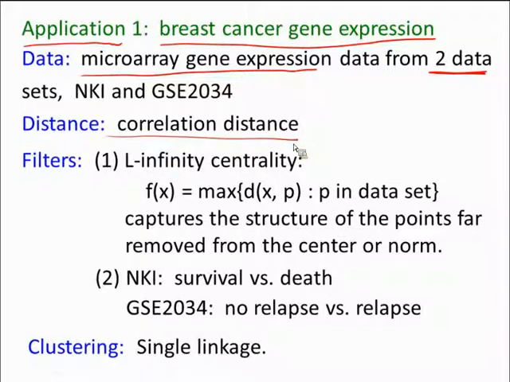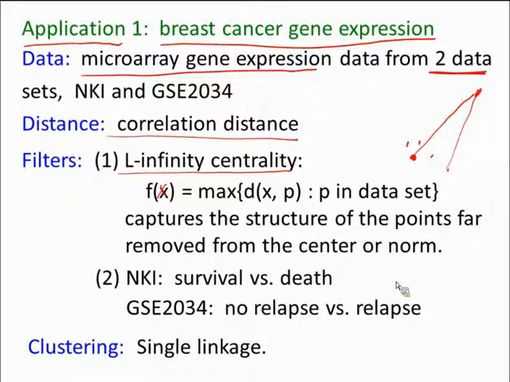Again, we're going to use Pearson correlation as our distance. Our filters will be this L infinity centrality, which is, given a point in your data, you'll take a look at the maximum distance. So if I have a lot of data here, I will take the maximum distance. So for this X right here, the maximum distance would be that. So it captures the structure of points that are far removed from the central or norm. And cancer is kind of, your tumor cells are kind of far away from the norm in terms of the things that they are measuring.